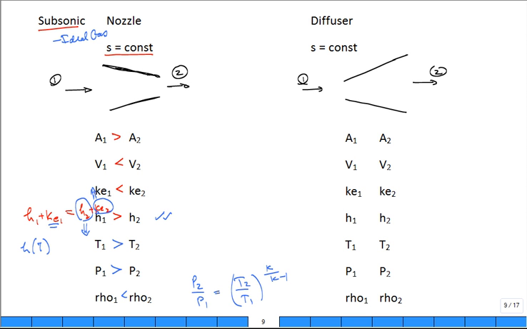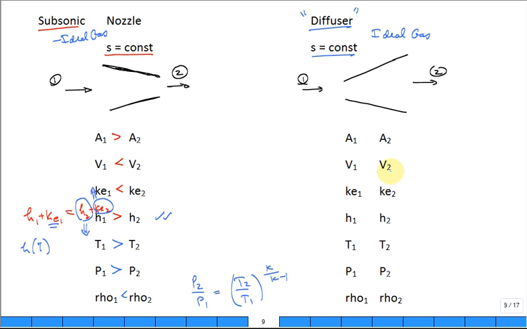Okay, let's do this. Switch to a diffuser. Play the same game. I'm going to consider an ideal gas flow through a diffuser. It's reversible flow, so it's isentropic. I say, what happens to the area? What happens to the speed? True? All of that.